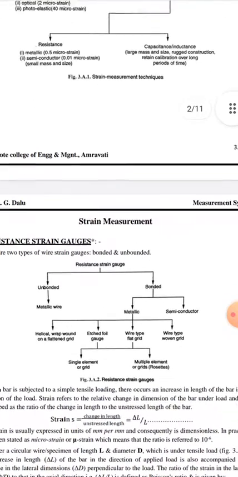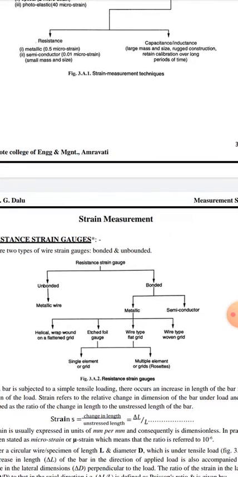In that we have studied the resistance strain gauge. Resistance strain gauges are classified into unbonded and bonded strain gauges. Unbonded strain gauge is classified into metallic wire. Bonded strain gauge is classified into metallic and semiconductor. Then metallic is again classified into wrap wound on a flat grid, then etched foil gauge, wire type flat gauge, and wire type open grid. So these are the classifications of strain gauge measuring devices.